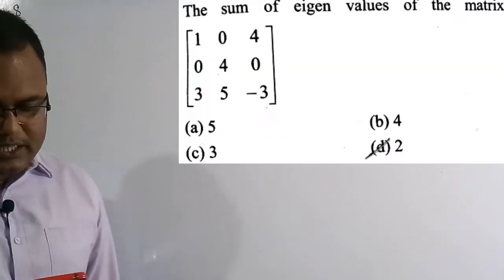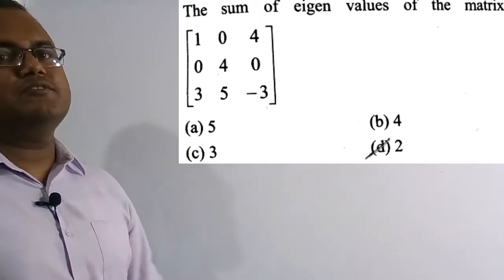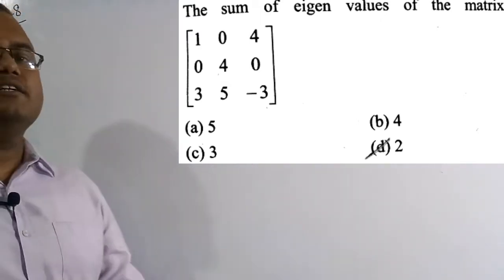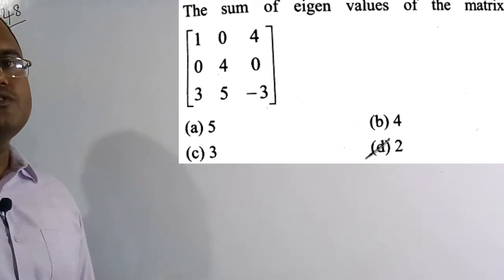Now we are going to solve the 48th question. See the question here: the sum of eigenvalues of this matrix. The matrix is A. For this matrix we have to find the sum of the eigenvalues. Out of these 4 options, option D, 2, is the correct solution of this question.